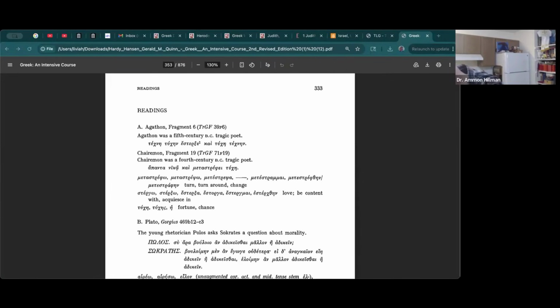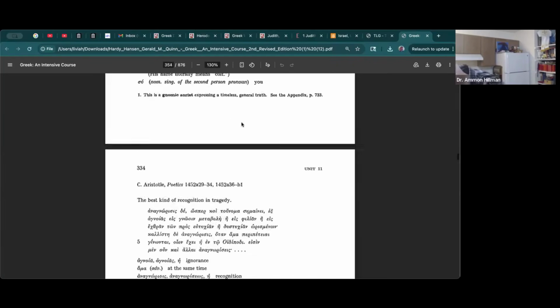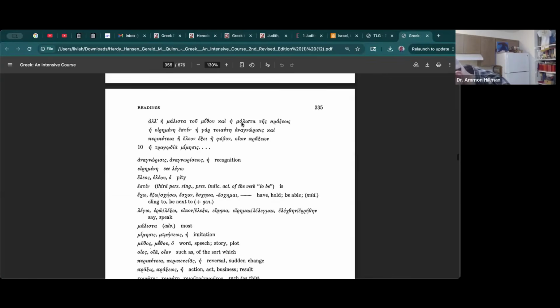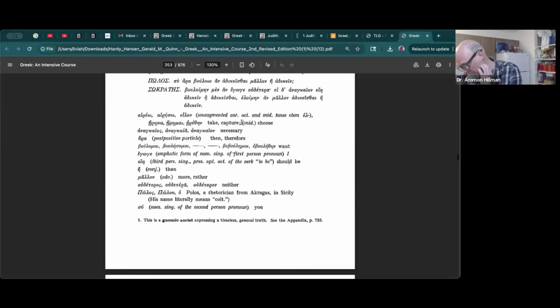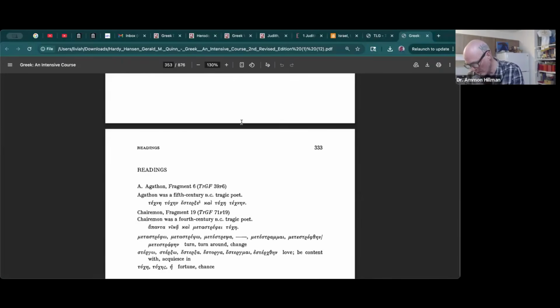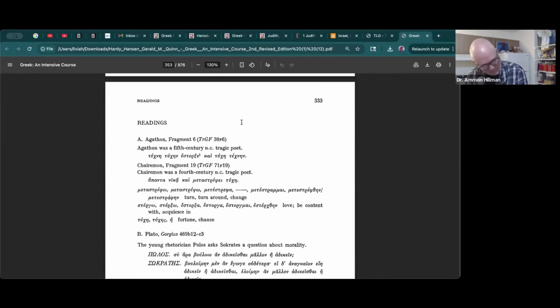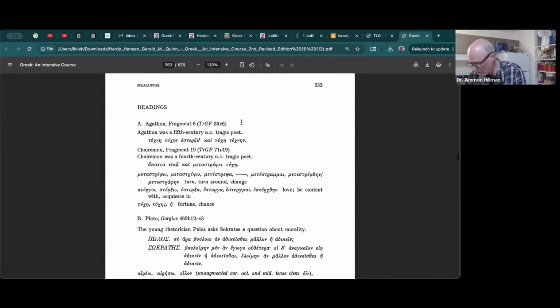You've got Agathon on page 335. Notice where we are. You're on page 300 and something, right? More of Aristotle. I want you to read this 5th century tragic poet. Now, I know you're looking at it for the first time. This is 333, right? Oh, yeah. Let's give him a shot. See what we've got. Go ahead.